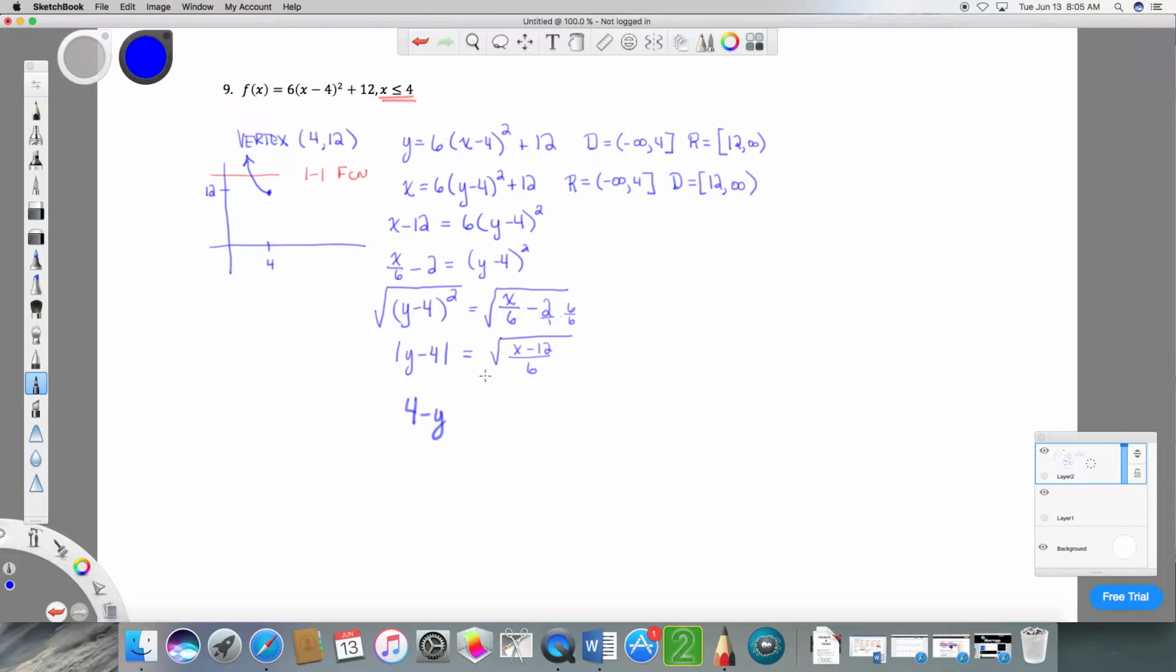I'm going to rationalize this denominator. I can't have a radical in the denominator, so I'm going to multiply this by 1. So then this is the square root of 6 times (x minus 12) all over 6. So if I solve this for y, I have 4 minus the square root of 6 times (x minus 12) all over 6.